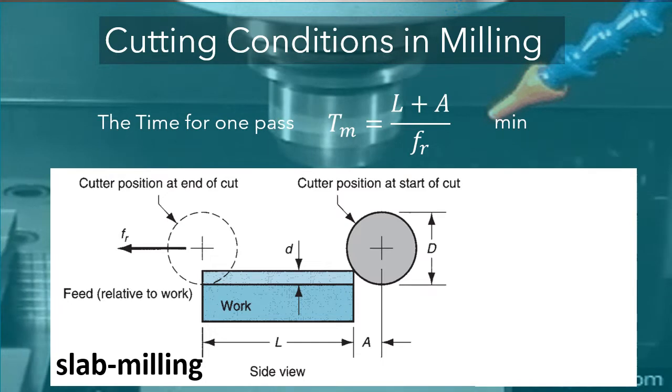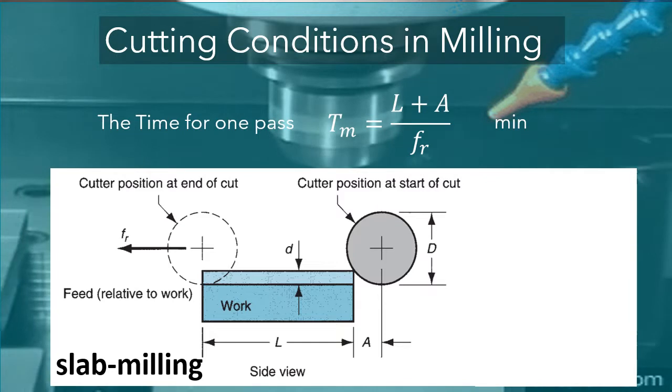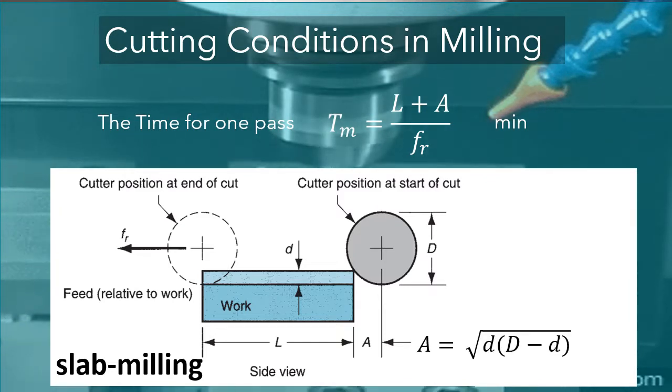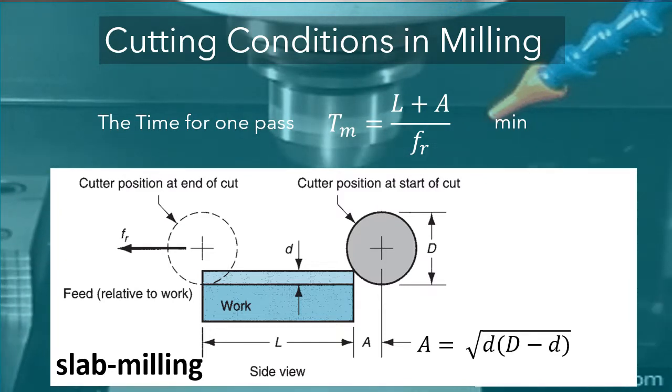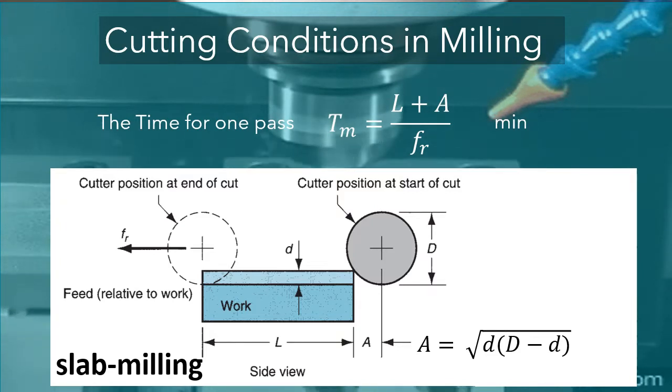The time required to mill a workpiece of length L must take into account the approach distance required for the full engagement of the cutter. First, consider the case of slab milling. The A value is given by the following equation, where d is the depth of the cut, while D is the diameter of the milling cutter in millimeters.